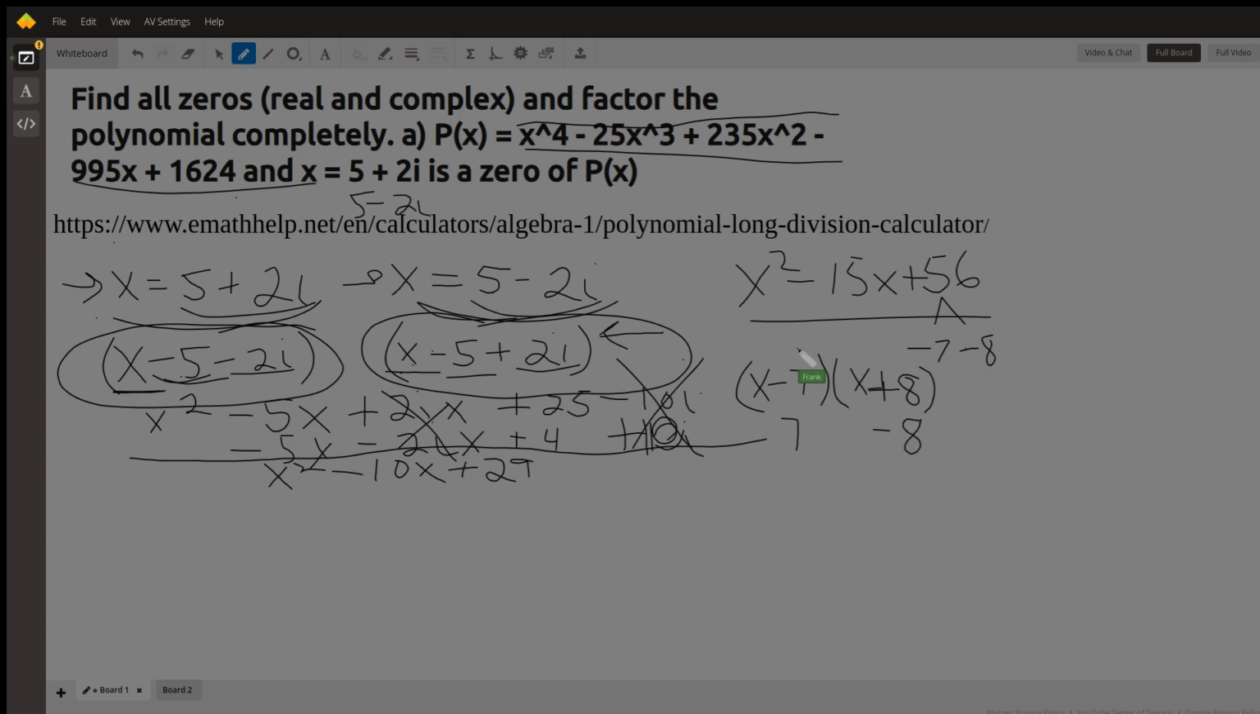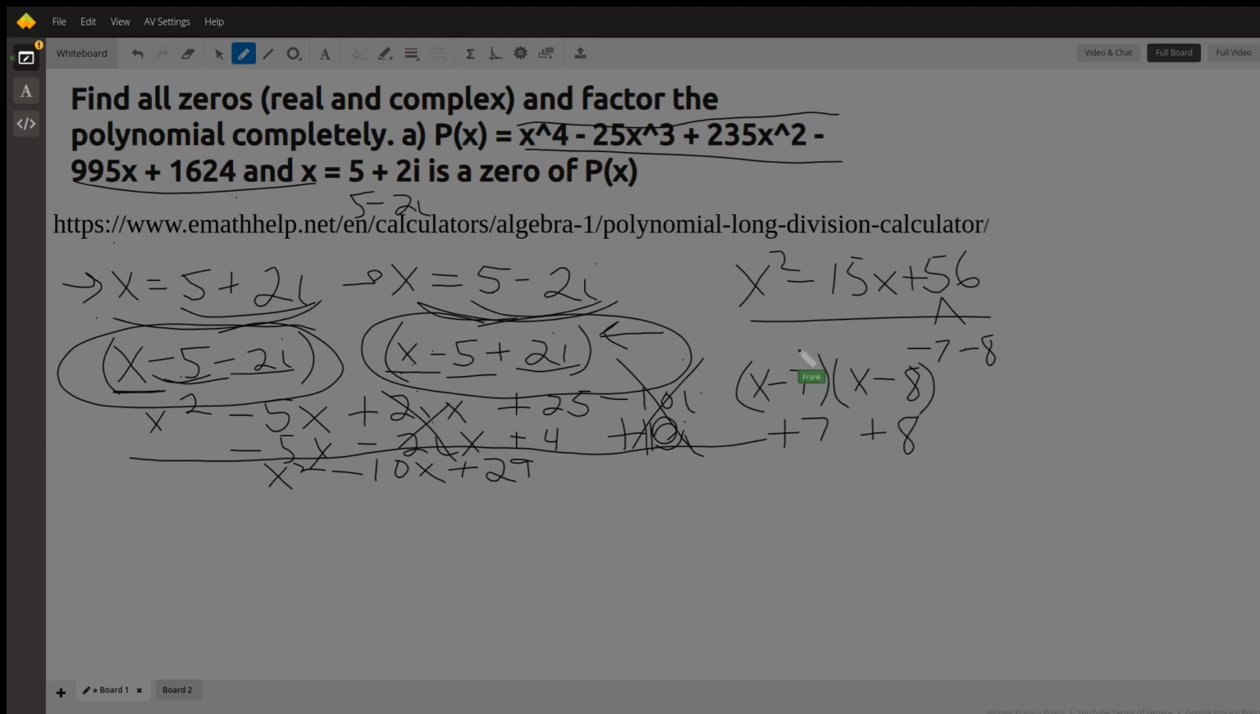x minus 7 equals 0. I would add 7 to both sides. x equals 7. Hold on. I wrote plus here, and it's supposed to be minus. It's supposed to be minus 8. I was doing that to test you. So again, the zeros are plus 7, x minus 8 equals 0, x equals 8.